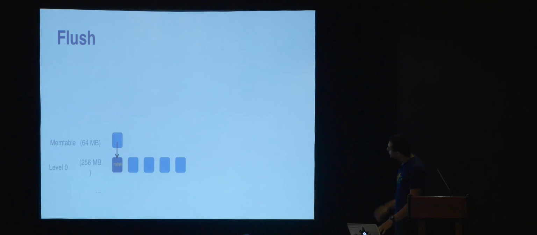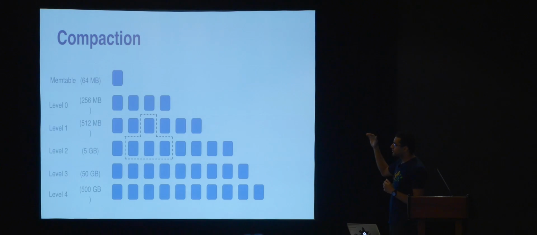We talked about how data moves from the memory table to level 0. Data also moves from level 0 to level 1, or from any level to a lower level, until it reaches level 4. We have a process for this called compaction.